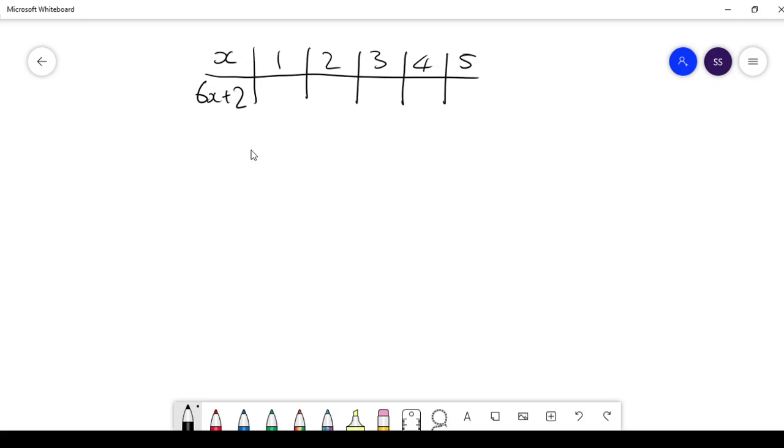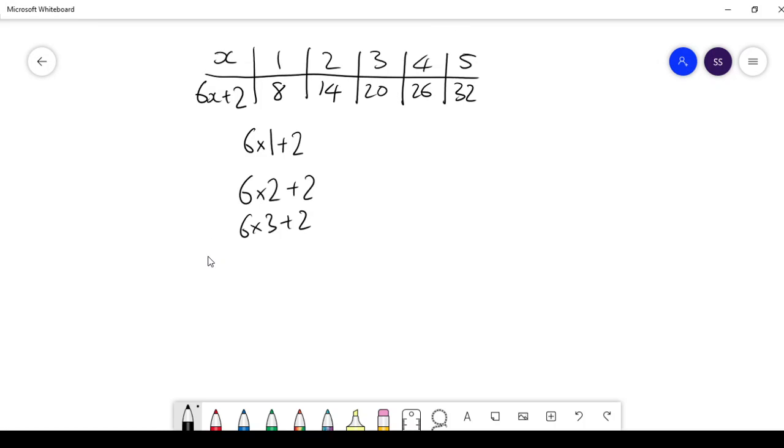The way that we do that is wherever we see an x, we replace that with 1 here. So that's 6 times 1 plus 2, or 6 plus 2, which is 8. Then for this next one, what's the value of 6x plus 2 when x is 2? Wherever we see an x, we replace it with a 2. So that's 6 times 2 plus 2, so that's 14. And so on. 6 times 3 plus 2 is 20. The next one is 26, and then we've got 32.